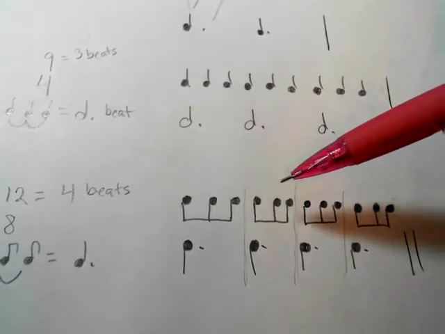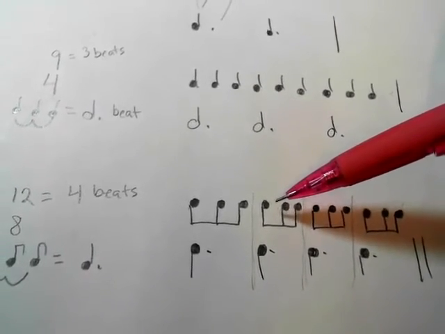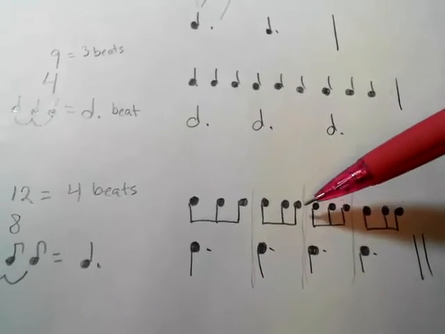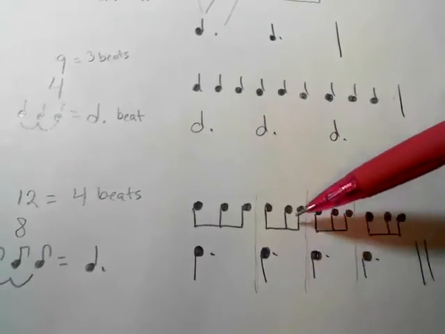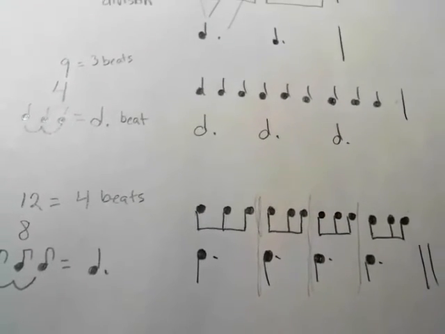So just remember, you always beam to the beat. Anything that falls within one beat gets a beam that attaches it, if it can take a beam to begin with. Anything that falls within another beat would never attach the beam. You always break the beam in between beats.